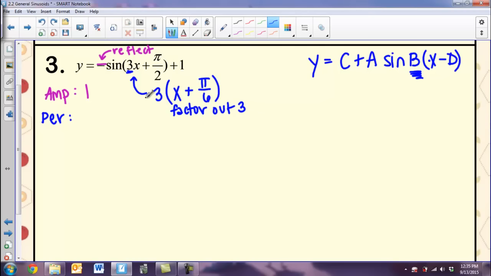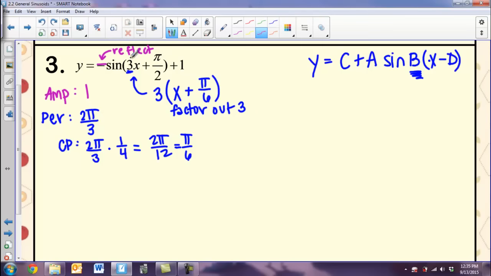So now I know my period is in fact 3, because you notice this affected my phase shift a little bit. So now my period is going to be 2 pi over 3. Can't simplify that, which makes my critical points 2 pi over 3 divided by 4, or times 1/4, which would get me 2 pi over 12, or every pi over 6 we're going to have a critical point. Okay, then we do my other stuff.